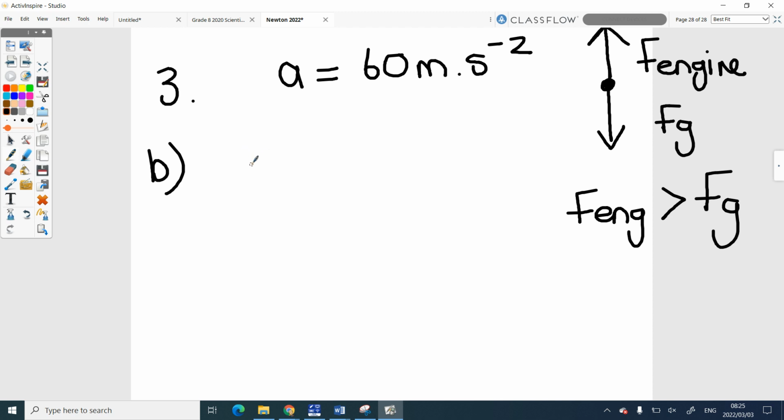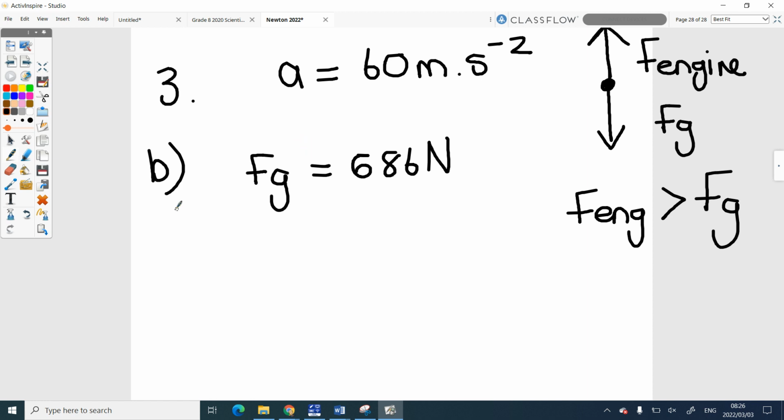So you will say for this astronaut, FG for the astronaut is going to be 686. Did you already work that? 686 newtons. Okay, so that's our FG. Definitely you'll get a mark for that. So just please start.